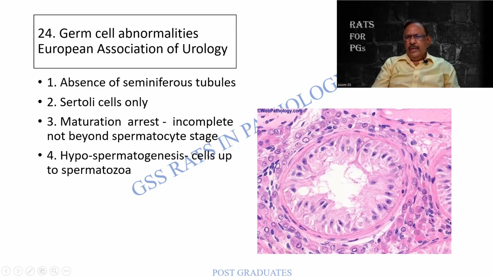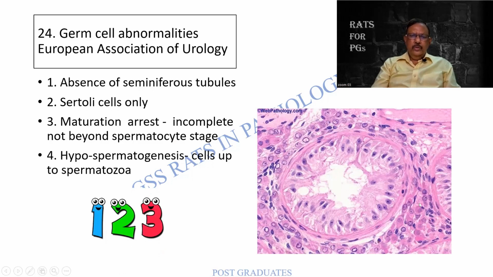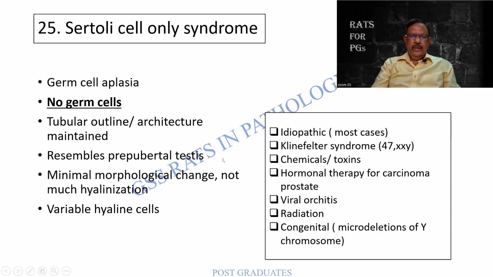And this incidentally is showing predominantly the Sertoli cells, very little germinal epithelium, and a corresponding increase in the Leydig cells. So number them, remember them. Germ cell aplasia can be there, wherein there is no germ cell. These are the features of the Sertoli cell only pattern. The tubular outline is maintained, and it resembles the prepubertal testis. Minimal morphological change, variable hyaline cells can be there. And also, you should have all these conditions in mind, which we have already seen in the tabular column. Worth remembering these.